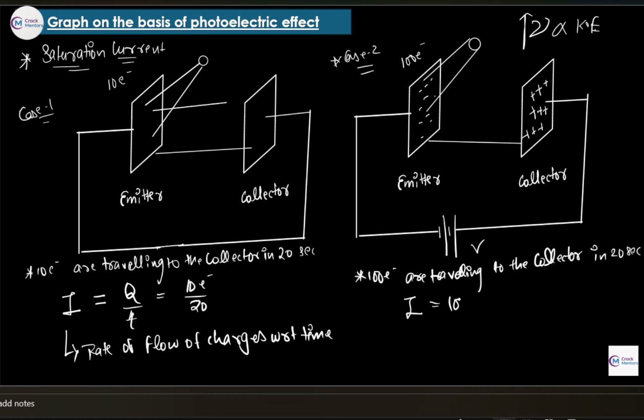We are going to observe that the value of this is nothing but 100 electrons per 20 seconds. As we can see, this is the value, and if I mark this as I naught, then the new value of the current is 10 times I naught. That's why I'm saying there is a sudden increase in current.